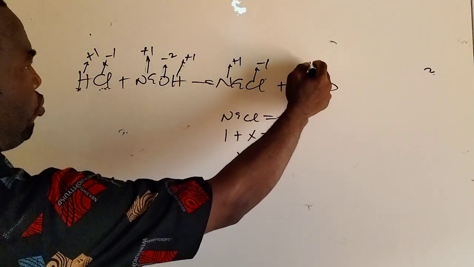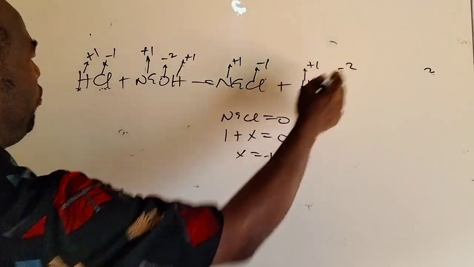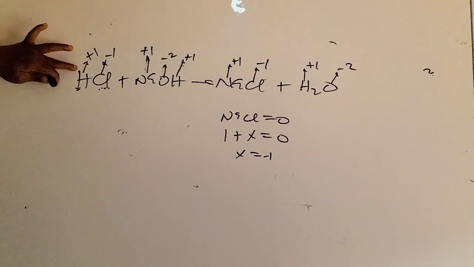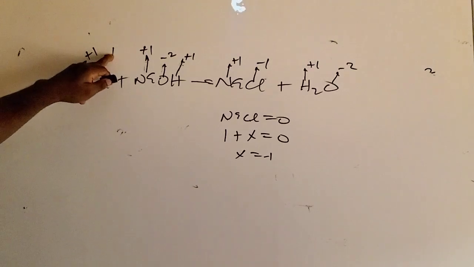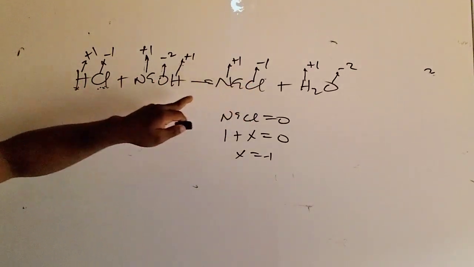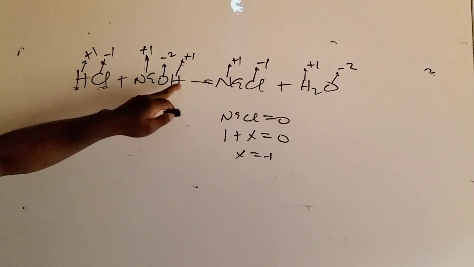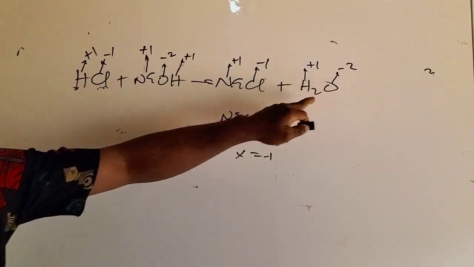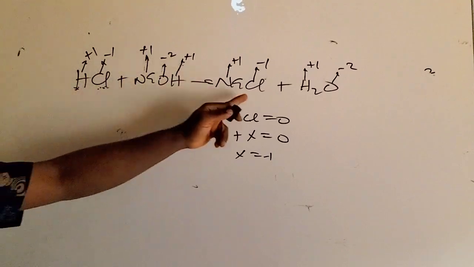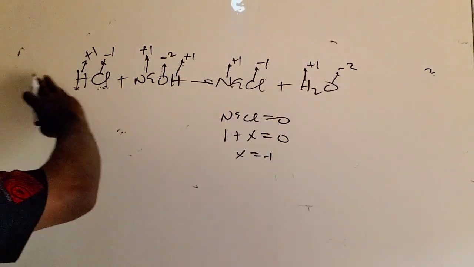Then hydrogen +1, oxygen -2. Look at hydrogen +1 here; go to the other side, +1. Chlorine -1 here, the other side -1. Sodium +1 here, the other side +1. Oxygen -2 here, the other side -2. Hydrogen +1, the other side. So there's no change at all.